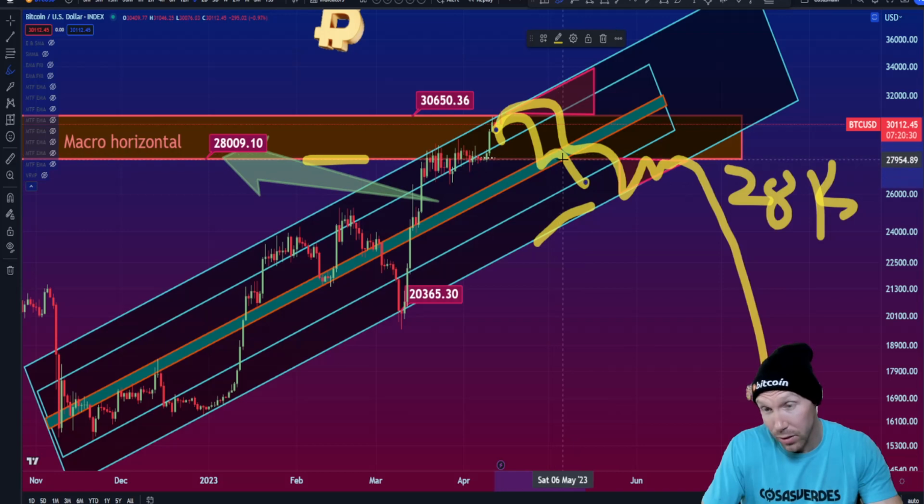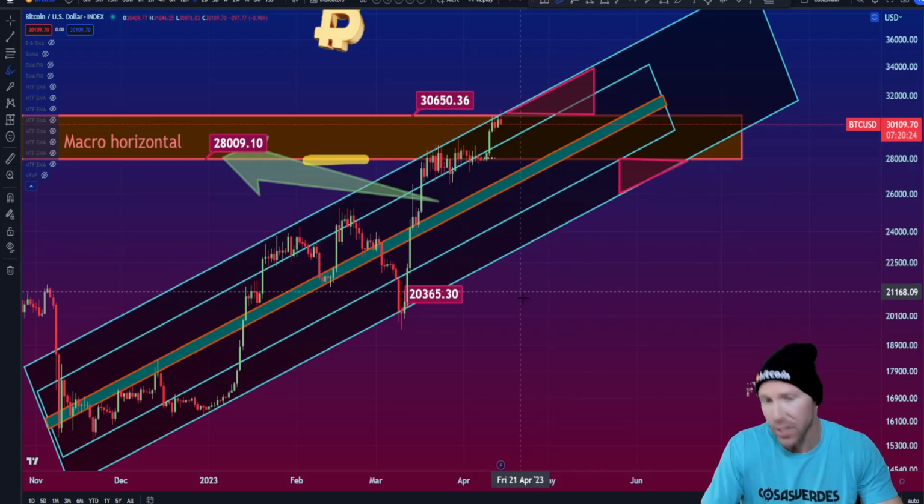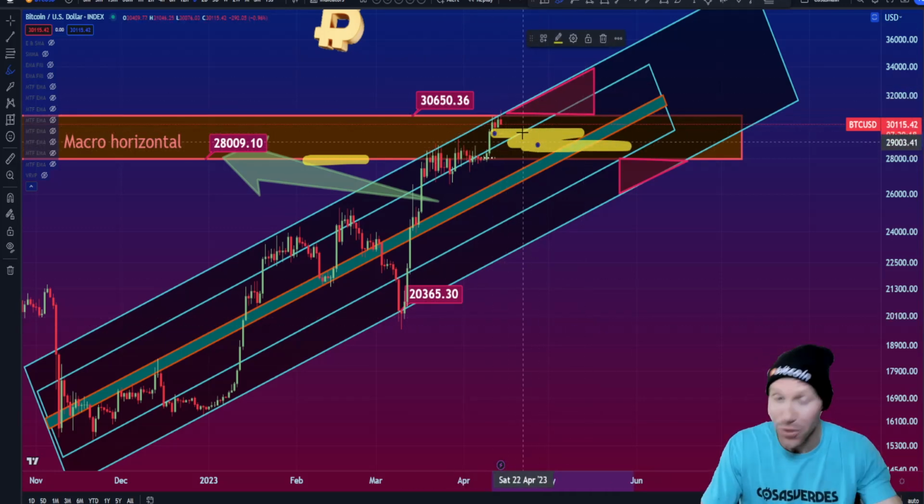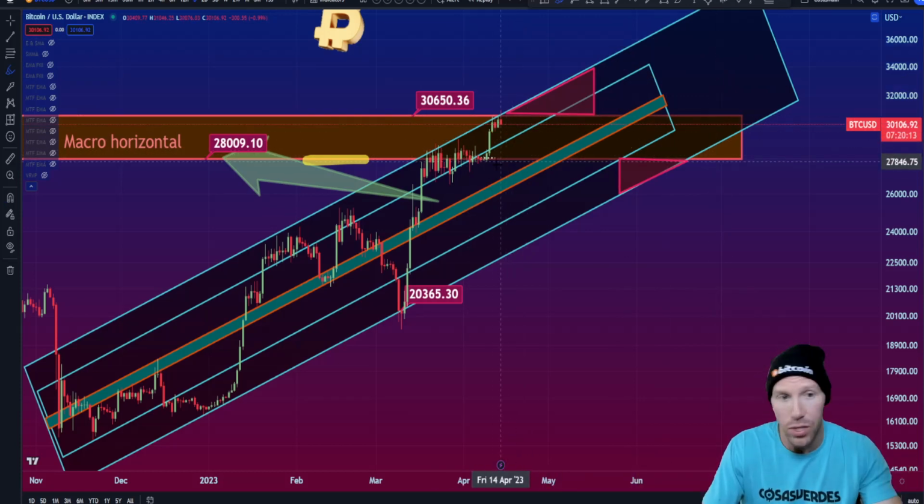I don't think it would be under 28K hitting its head on it until May 1st. I really don't see 28K being used as resistance until around May 1st, late April, early May. So I think Bitcoin's going to hang out here for a while, which is also why I think it's most probable it just keeps going. I don't see a world in which this just tanks.